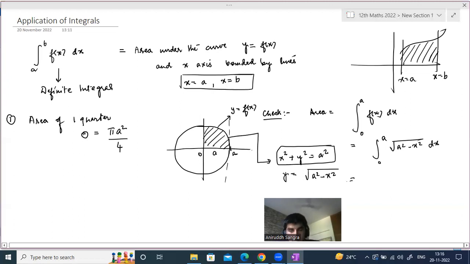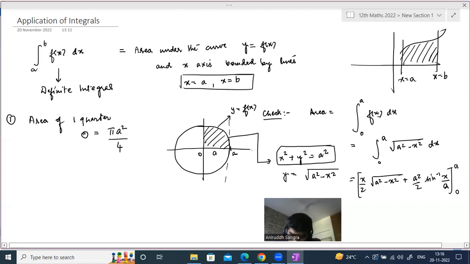And this is a standard integral that we have learned in the indefinite integral course. What is its formula? It has a long formula, two terms come in it. One of them is a square by 2 sin inverse x upon a, and the other one is x by 2 root a square minus x square. The integral is from 0 to a.